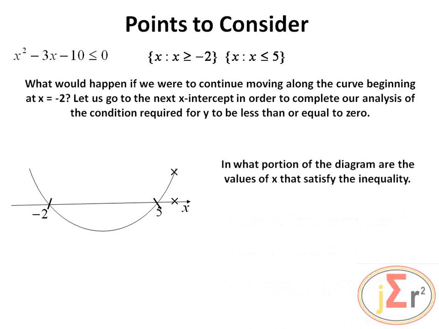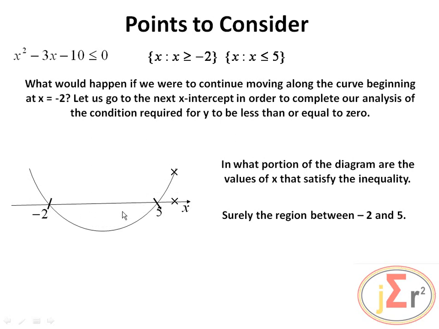So what is the condition overall then? In what portion of the diagram are the values of x that satisfy the inequality? Surely the region between -2 and 5, because in this region right here the curve is below the x-axis, which is what is desirable. But when we get here, that's not going to be correct. And when we go over on this side, the curve is also above the x-axis. So we do not want that. So we have to write our sets in such a way that it caters for only this region.